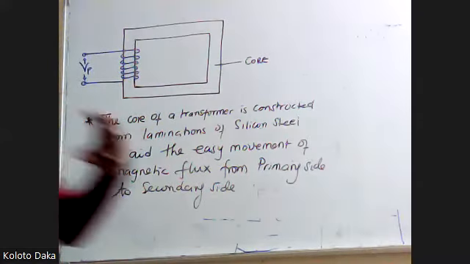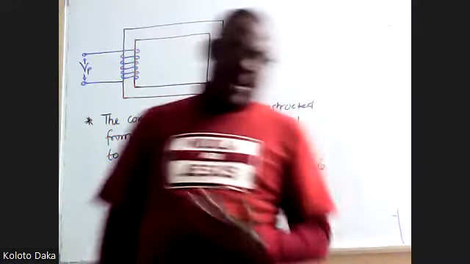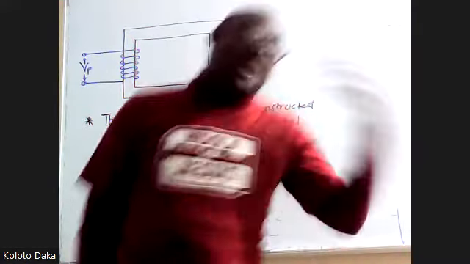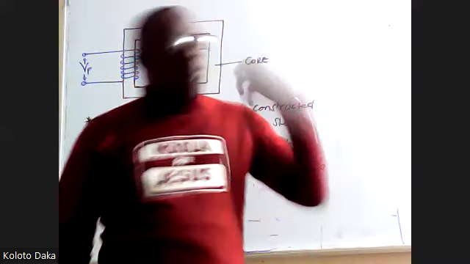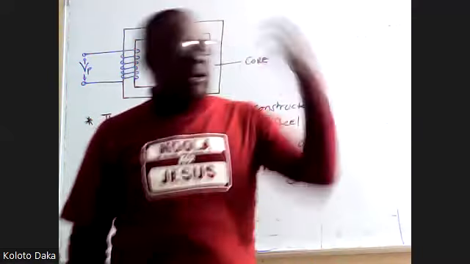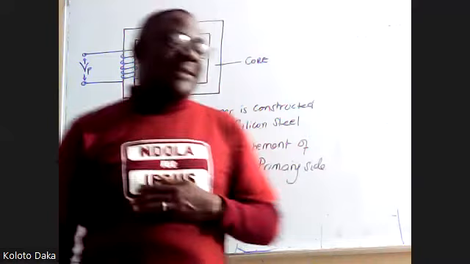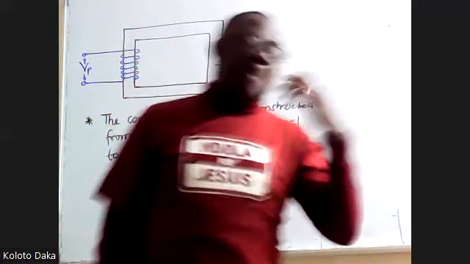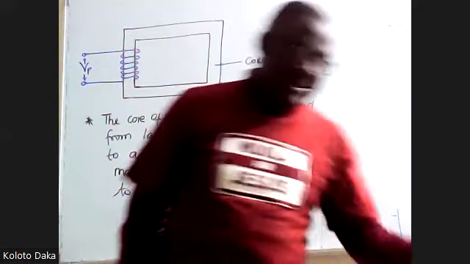Good. So the other reason is people ask, why do you use copper? Is it because it has got good conductivity or it has low resistance? Why do we use the silicon steel? It is because it has got good permeability or low reluctance.